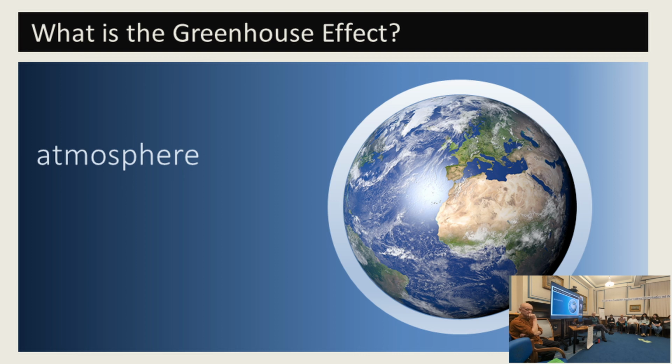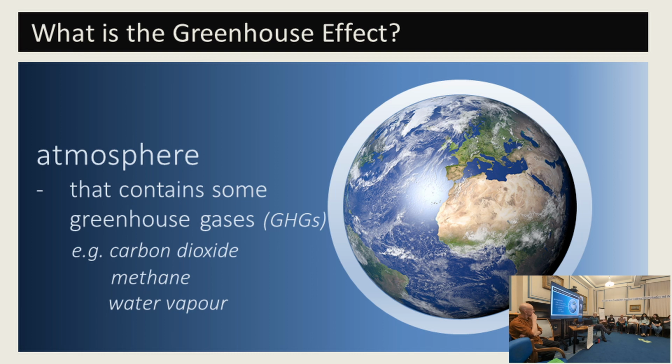So the atmosphere around the planet has in it greenhouse gases. It has oxygen and nitrogen and other things that we can breathe, but it has greenhouse gases, small quantities of them. Carbon dioxide, methane, you will have heard of, water vapor is another one. So there's a lot of these greenhouse gases. So what are these things, these greenhouse gases?